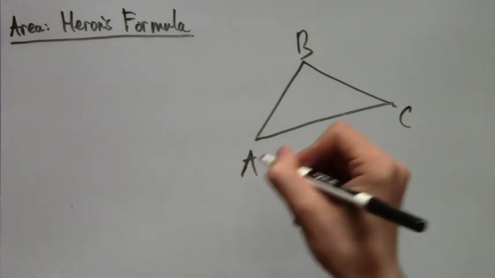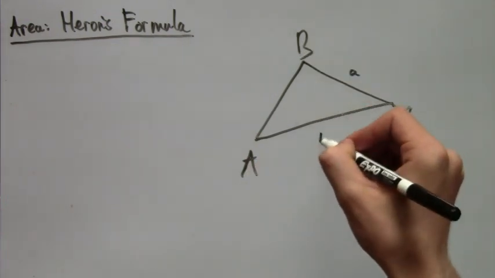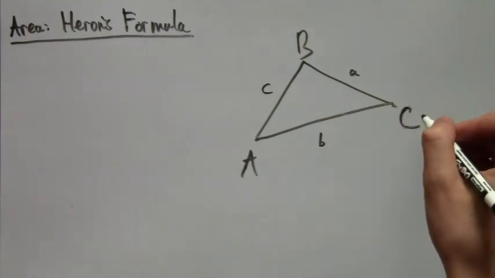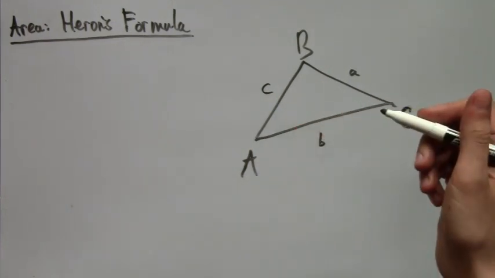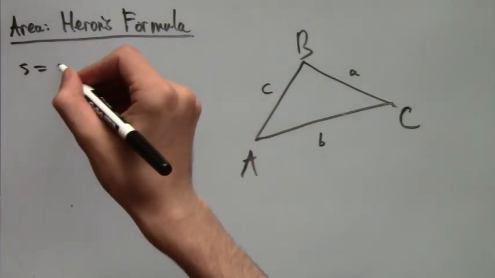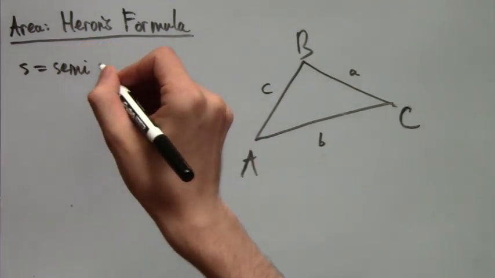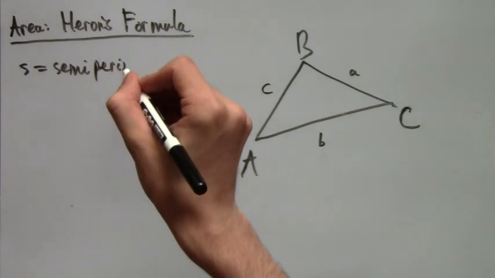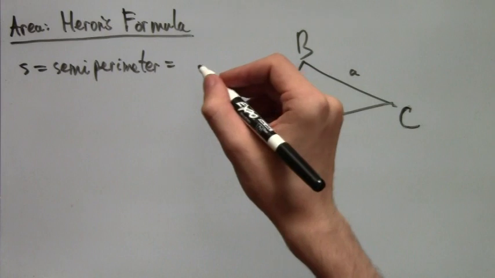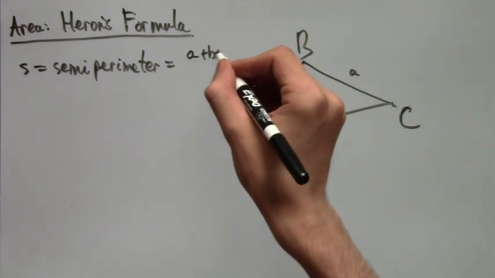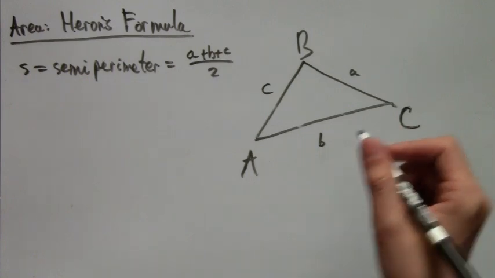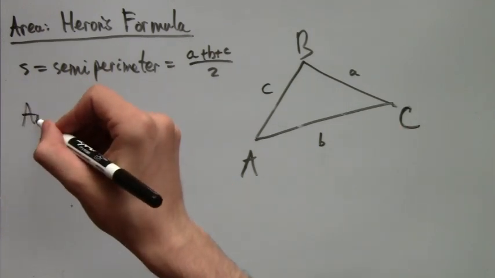So let's say we have a triangle ABC, and it's got sides with length a, b, and c in lowercase. This formula, Heron's formula, will give us the area in terms of just the three sides. So first, before we get into this formula, let's talk about lowercase s, which is the semiperimeter. It is literally half the perimeter. So we add up all three sides, a plus b plus c, and we divide it by 2.